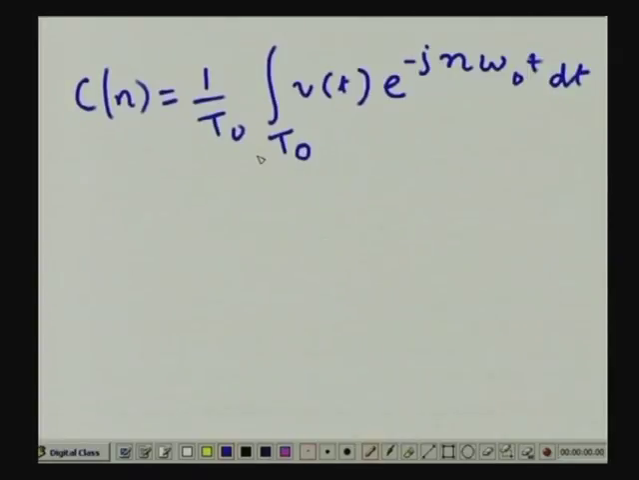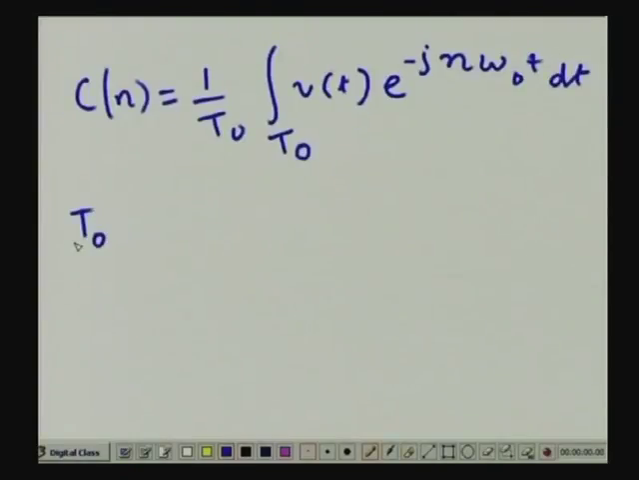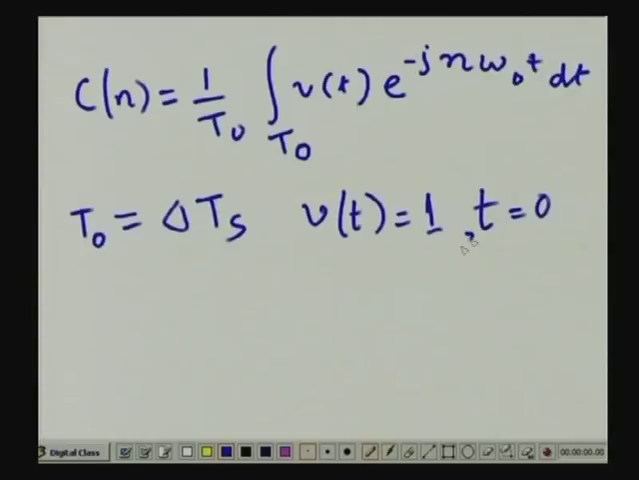Now, in our case, we have v(t) in the form of a series of Dirac delta functions. In that case, the value of v(t) is equal to 1 when t equals 0, and the value of v(t) is 0 for any other value of t within a single period. So in our case, T naught, the period of this periodic signal, is equal to delta T s, because every delta function appears at an interval of delta T s. And v(t) is 1 for t equal to 0, and 0 otherwise.